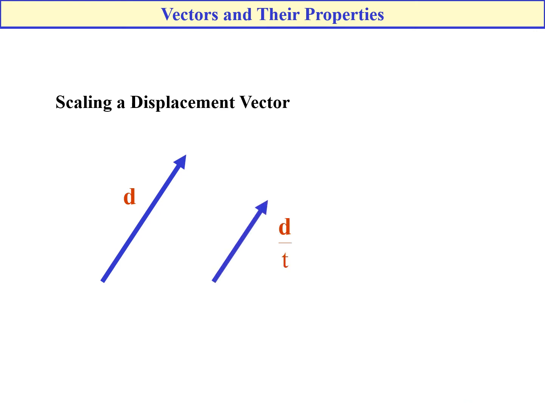Scaling a displacement vector: when you take that displacement and you divide by time, basically you turn it into a velocity vector. So the direction of the displacement will be the same as the direction of the velocity, because when you divide by a scalar or multiply by a scalar, that does not change the direction, but it does change the length of the vector. Same thing with a change in velocity divided by time, which gives us acceleration. Similarly, we divide by a scalar, so it changes the scaling, but it doesn't change the direction of the vector.